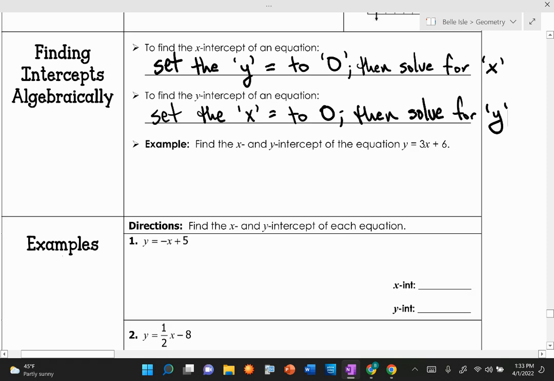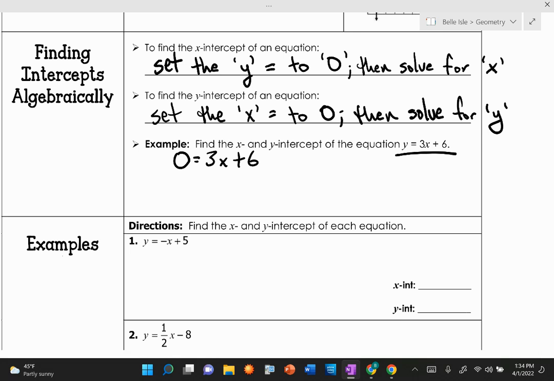Okay, so an example. If we look at that little space down below, we have y equals 3x plus 6. If we're looking for, let's say, first the x-intercept, what are we going to set equal to 0? If we're looking for x, then you set the other one equal to 0. So it'll be y. So instead of y, I'm going to have 0 equals 3x plus 6, and now we just solve.